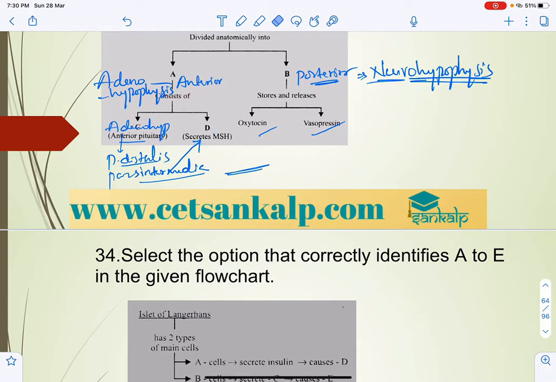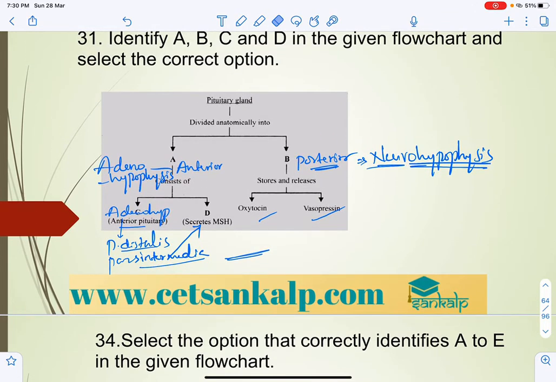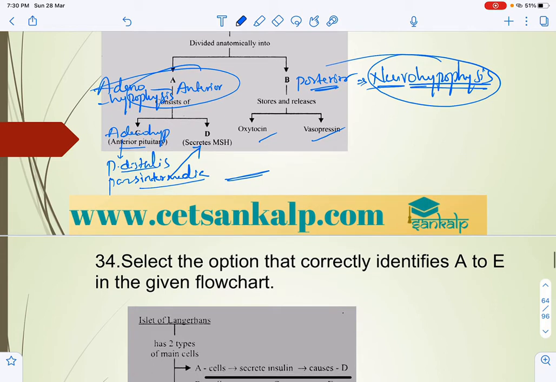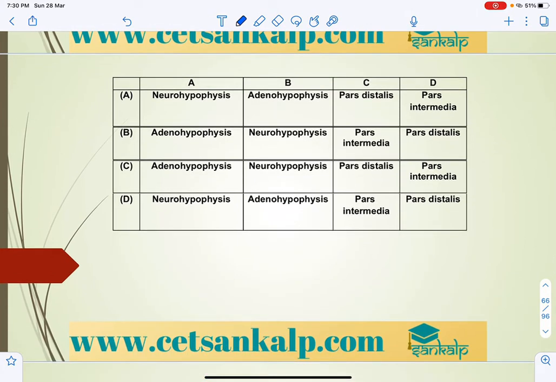So here you can select the correct option. A is adenohypophysis, B is neurohypophysis, C is pars distalis, and D is pars intermedia. I have already mentioned that. So the answer is C: adenohypophysis, neurohypophysis, pars distalis and pars intermedia.